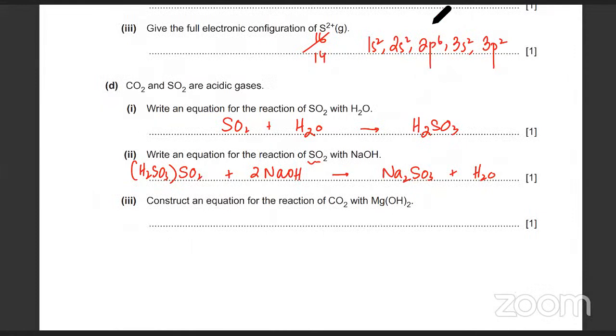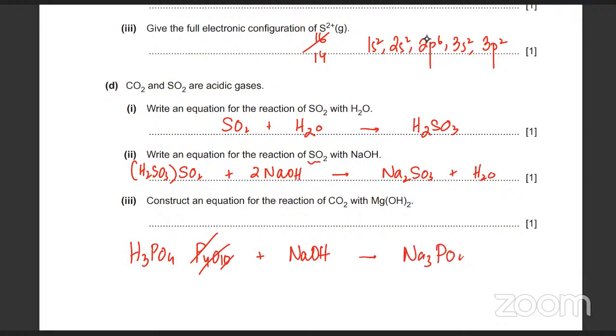Just as an example, if they tell you to write an equation of P4O10 with NaOH, don't think of it as P4O10, think of it as phosphoric acid. Now it would make a lot more sense. It's going to be sodium phosphate and H2O. And the same is happening over here as well.